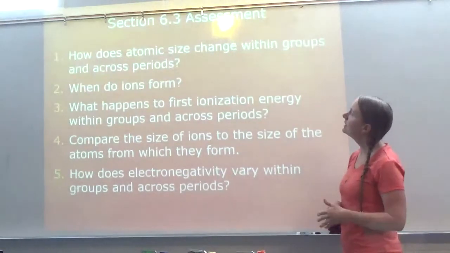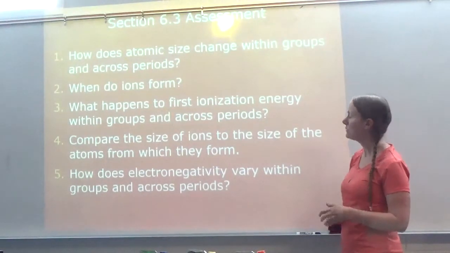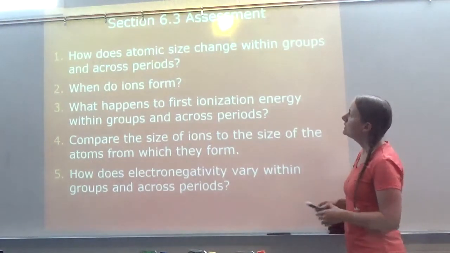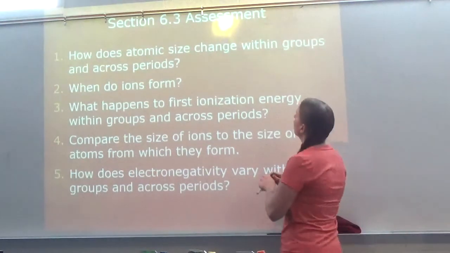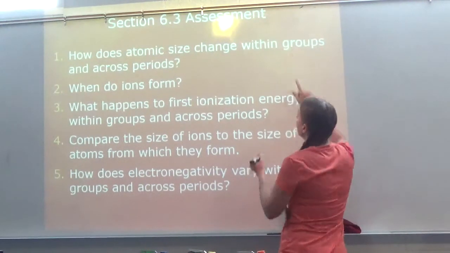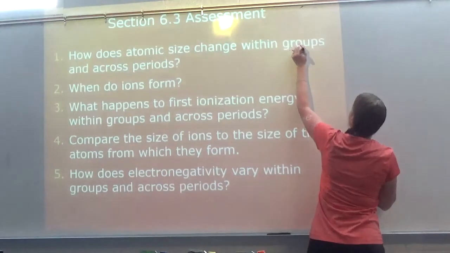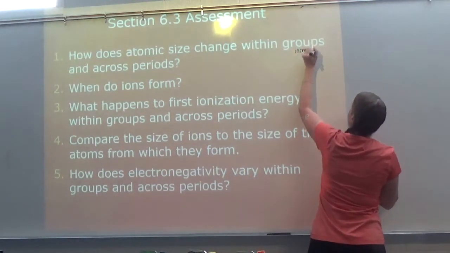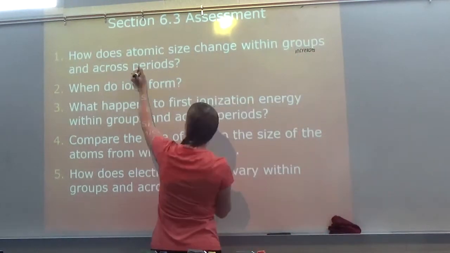So how does atomic size change within groups and across periods? Okay, so when you're going down a group, atomic size increases. And when you're going across a period, it decreases.